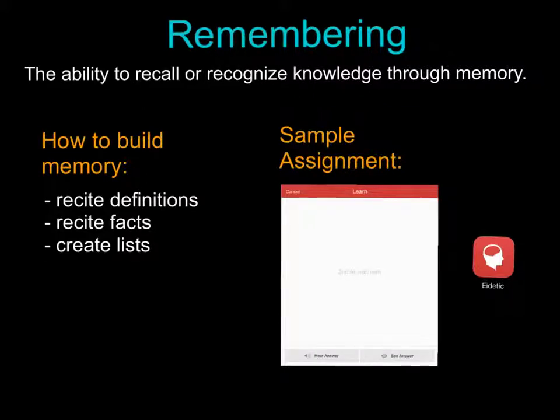The first and lowest learning objective is remembering. Remembering is the ability to recall or recognize knowledge through memory. Some ways to build memory are through reciting definitions and facts or creating lists. Having students create flashcards using an app like Edic is a great way to memorize the amendments. Edic allows you to set reminders to quiz yourself and pick out the terms you most often get wrong.